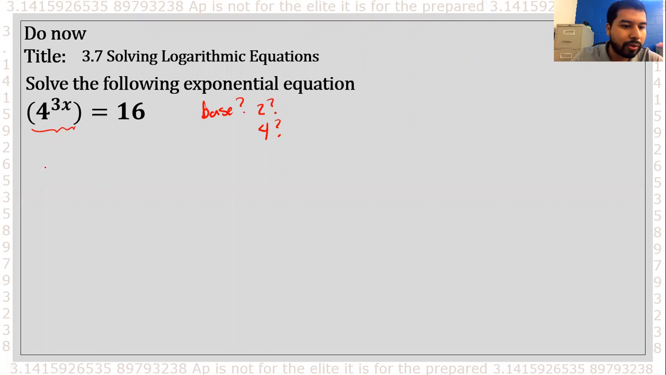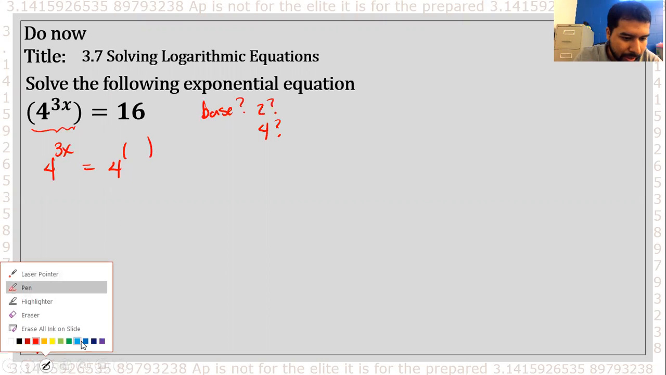So I'm going to go with 4 raised to 3x, and notice I did not have to worry about anything. The only thing I do have to worry about is the right-hand side. That's telling me that 4 raised to some number is going to give me 16. Whatever that number is will be the exponent right here.